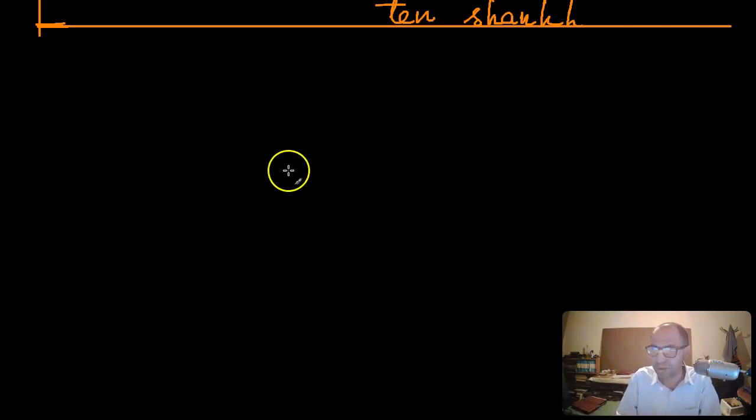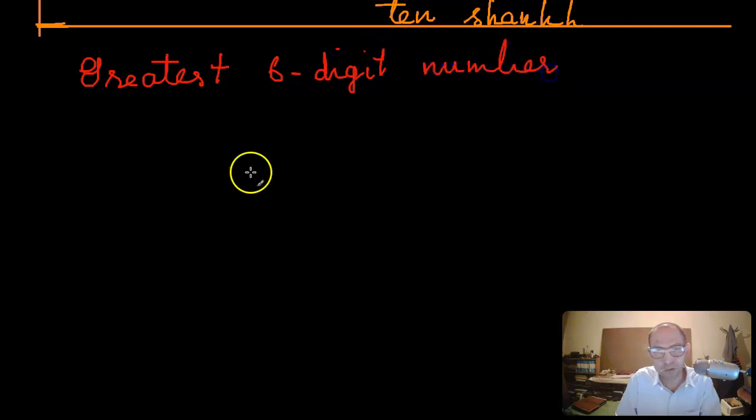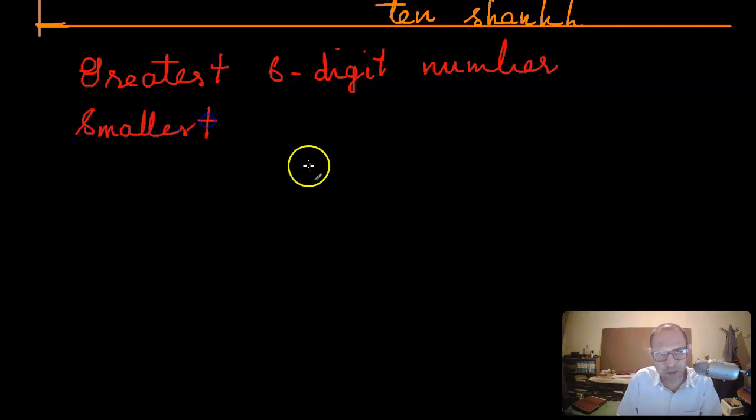For example, let's say the greatest six-digit number. Whenever you want to find the greatest six-digit number, or for example, the smallest six-digit number, whenever you think about the greatest or smallest n-digit numbers, or 1-digit, 2-digit, 3-digit, and so on, when it comes to the greatest, all the digits in the number are supposed to be nines.